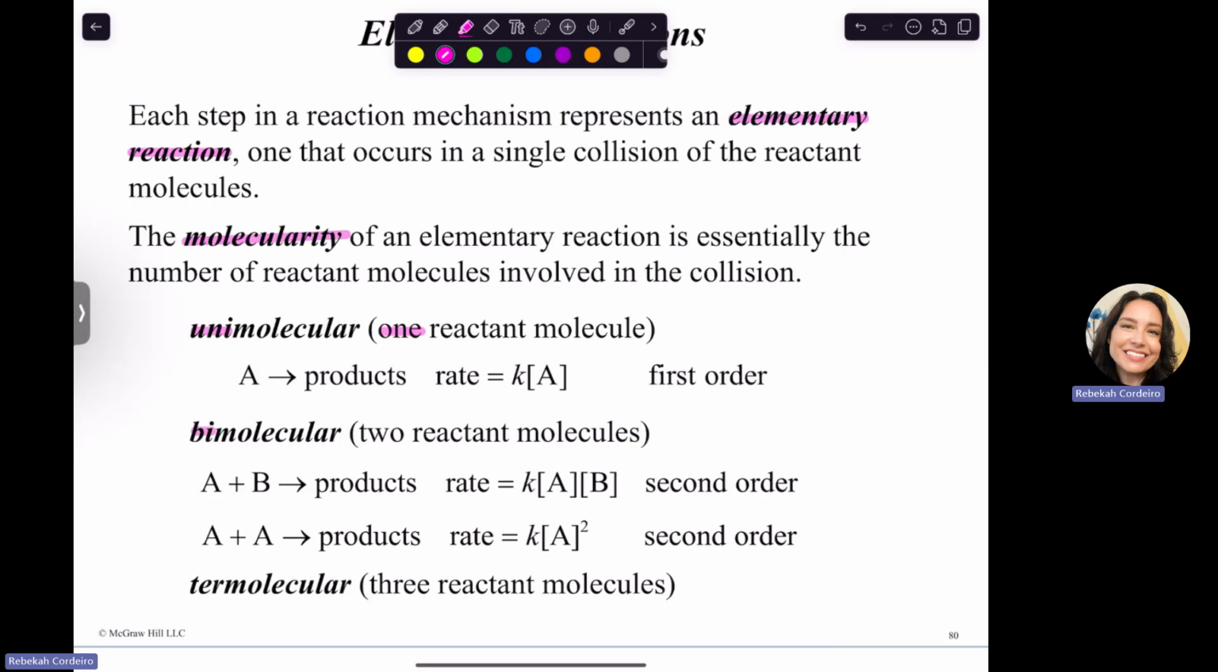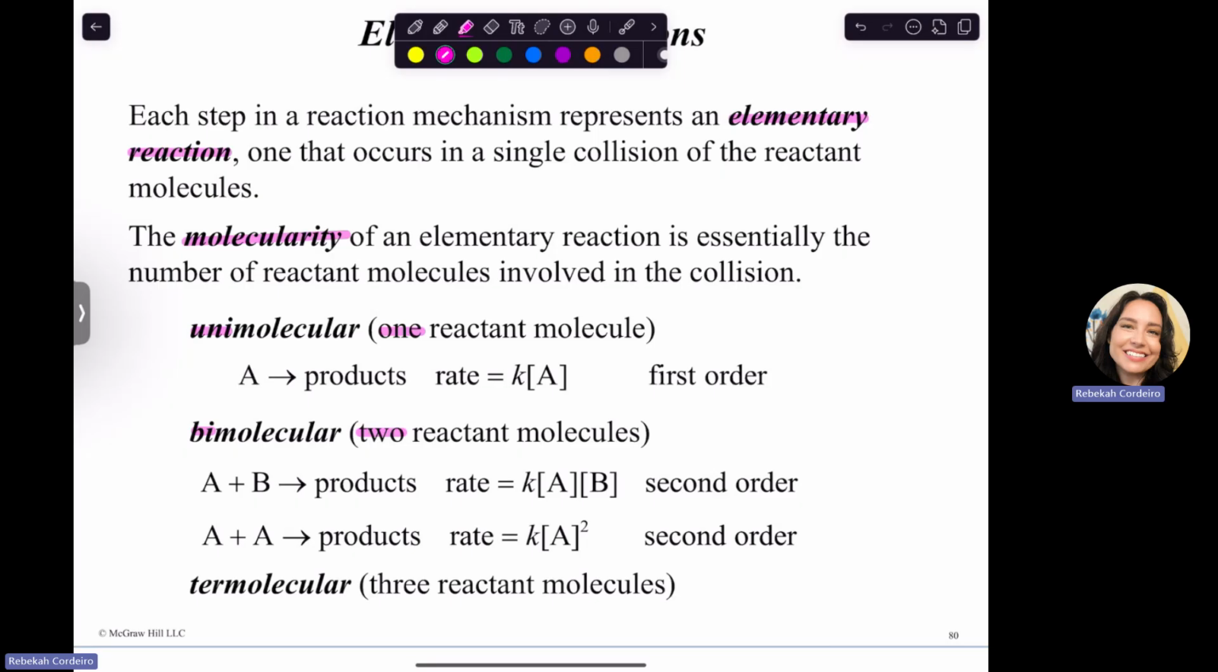Bimolecular is two, like a bicycle. And this is very common. What we normally think of is, hey, we'll have two reactants hit each other in the right place, and then that will make our products. You can have two different reactants, like in this first one, it's A and B, and then you could have two of the same reactant, like A colliding with another molecule of A.